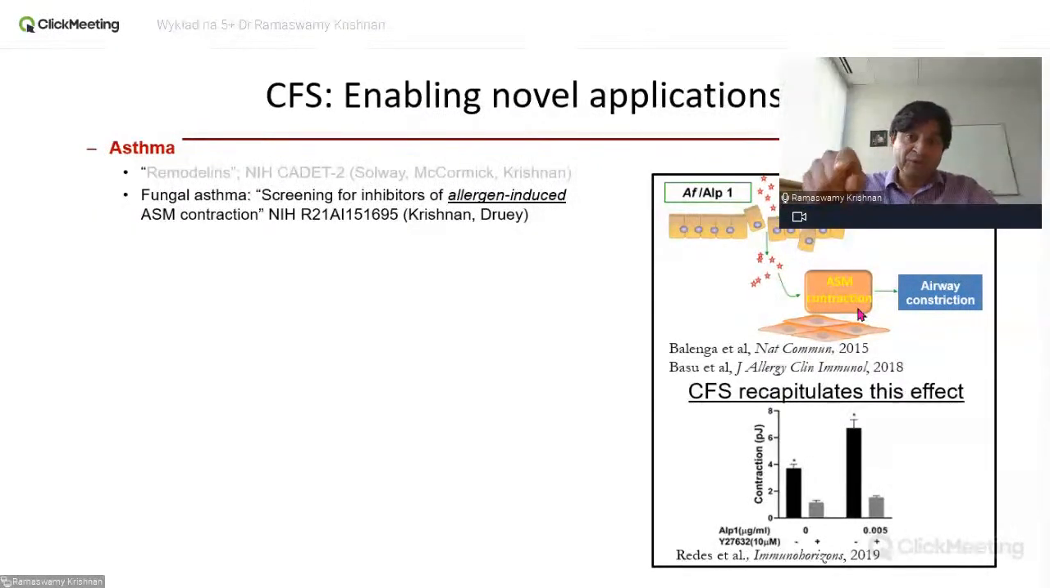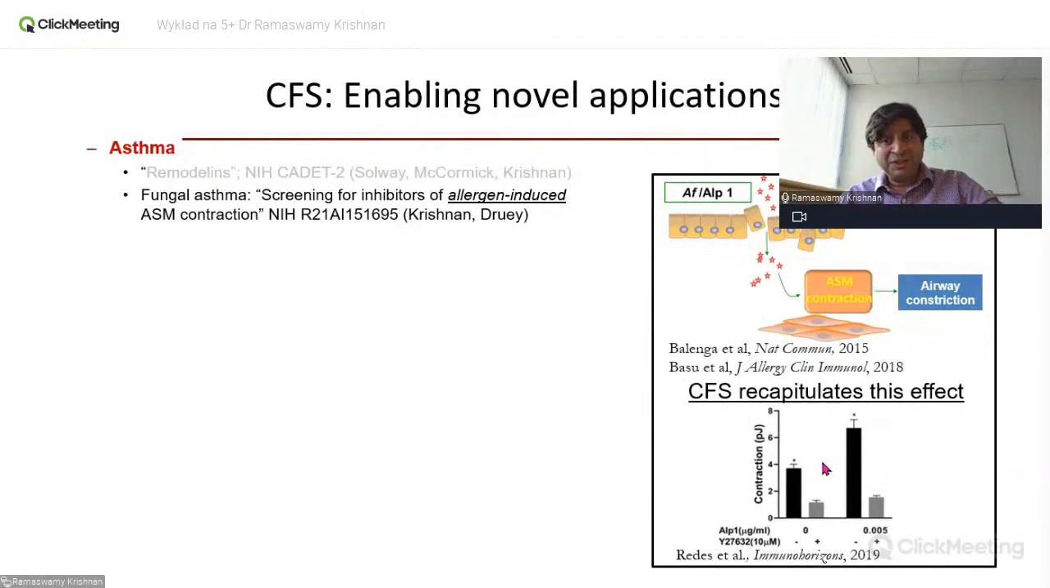I'm excited to say that with this contractile force screening assay, we could recapitulate some of these effects. Contraction, no allergen, with allergen. This ALP1 is the allergen, the fungal protease. Zero, and this is with protease. Just for the moment, focus on this. With the addition, the airway smooth muscle hypercontracts, exactly in accordance with that hypothesis. We also have some positive controls, which we can go into if needed. What's important is this was done in a 96-well plate using this method of contractile force screening.